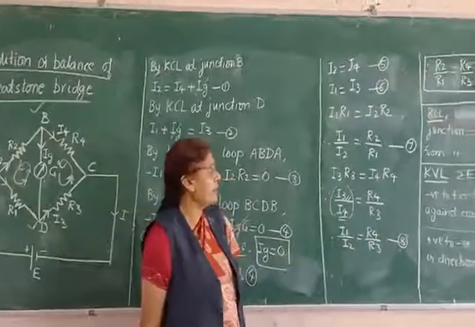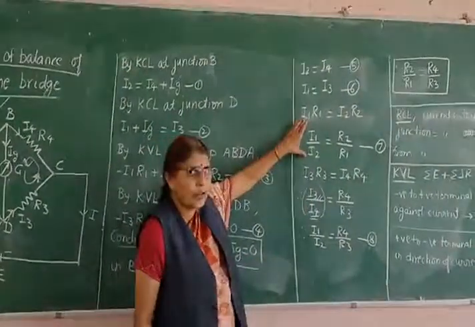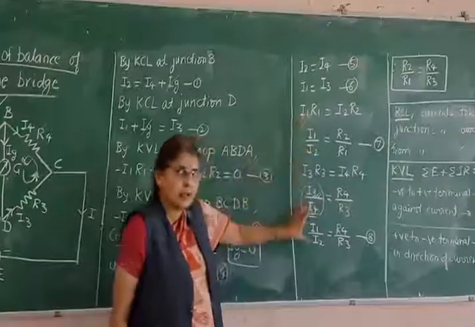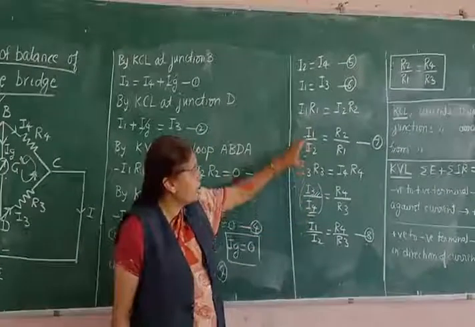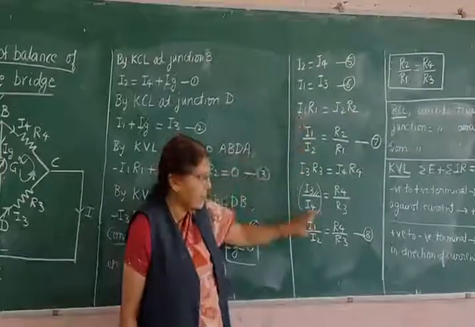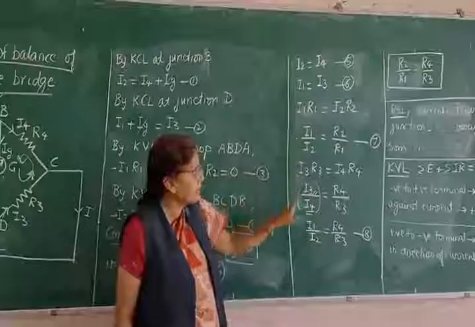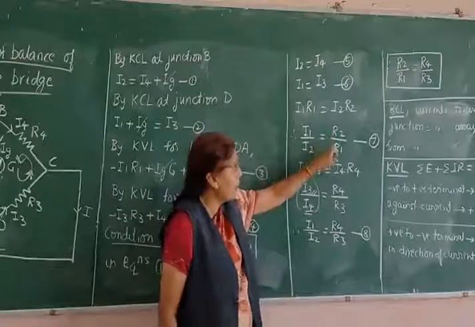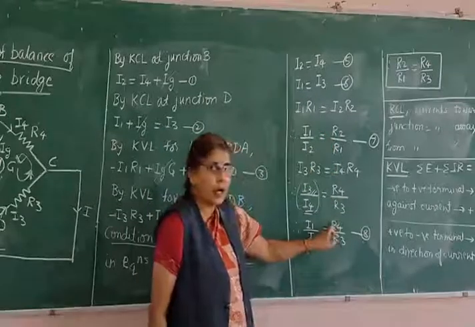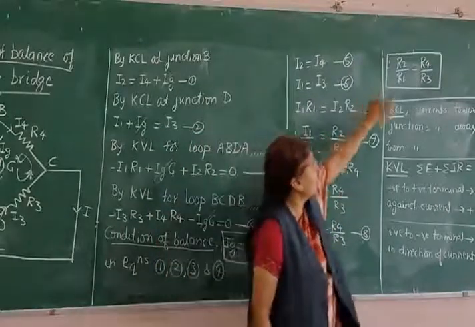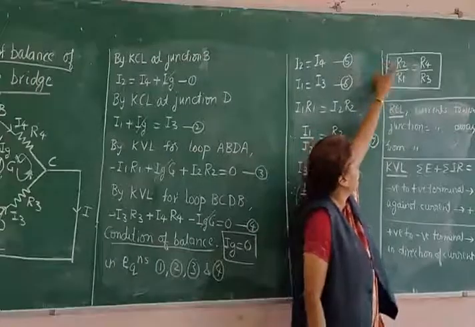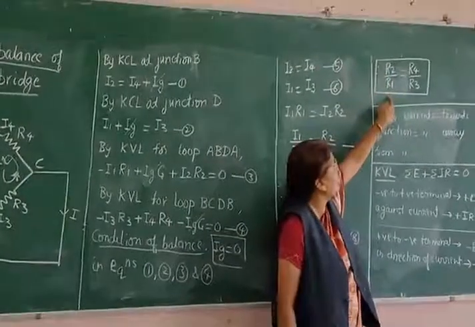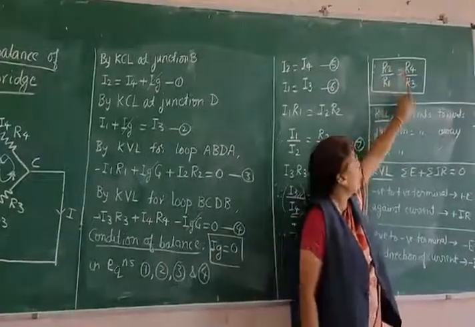Observe equations 7 and 8. This is also for I1 upon I2, and this is also for I1 upon I2. You can very easily equate 7 and 8. If you equate equations 7 and 8, you get the final result: R2 upon R1 should be equal to R4 upon R3. So that is the final condition I have written here.